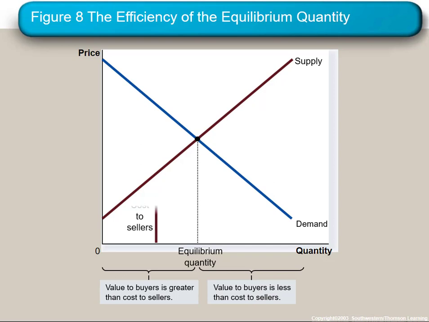Similarly, as we move to the right of the equilibrium quantity, we can note that the value to the buyers as measured by the demand curve is underneath the supply for those units, which means the seller's cost is higher than the buyer's value.